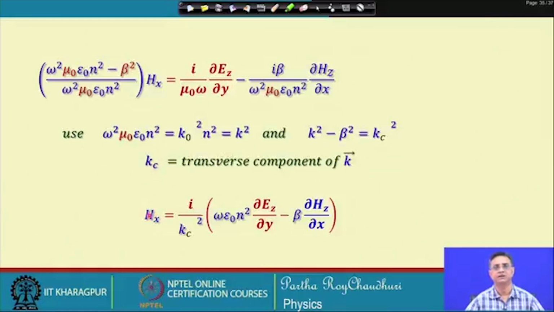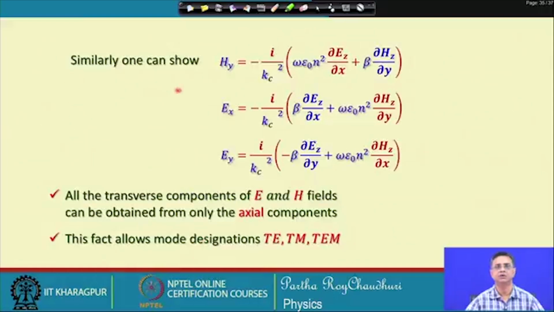So, we can use this H x from here, we can write down that H x equal to this quantity, which will go to the denominator on the right hand side. So, I can write i by k c square, omega epsilon naught n square, del E z by del y, and this. So, this will now become the H x field. Similarly, one can show that H y equal to this quantity, and E x equal to this quantity, E y equal to this quantity, in the same way, if I just proceed and play with all the available 6 equations.